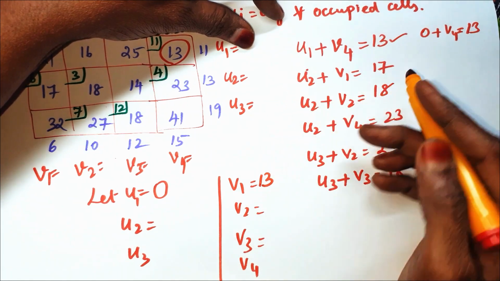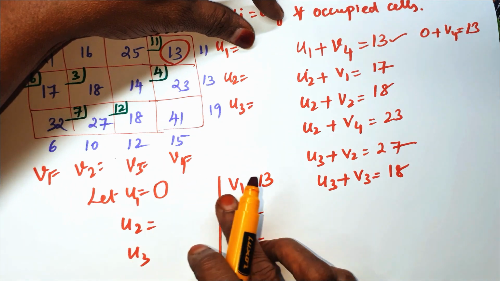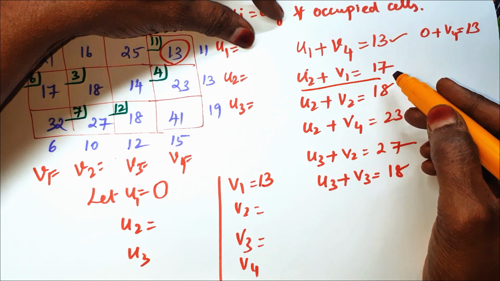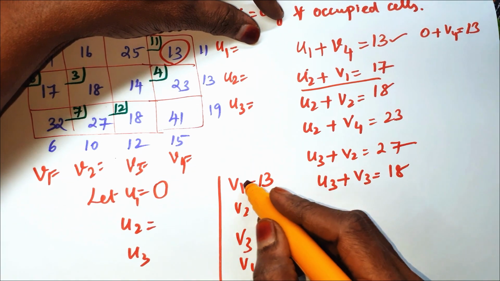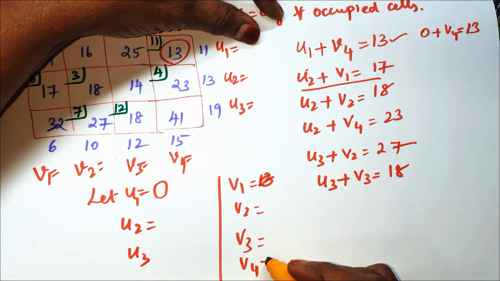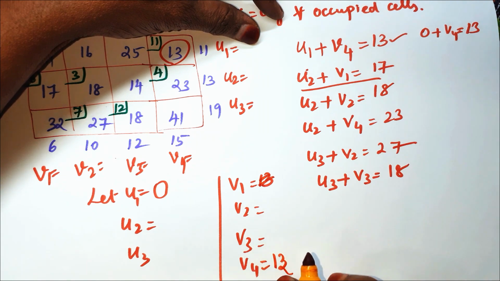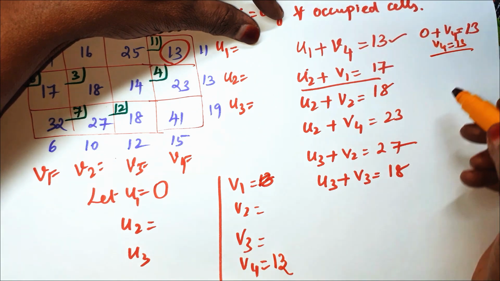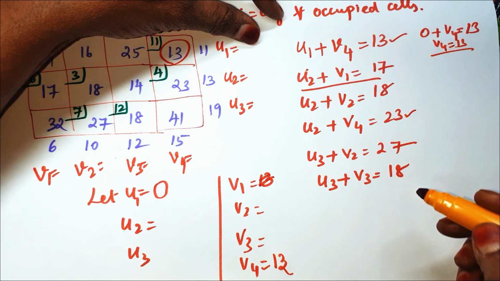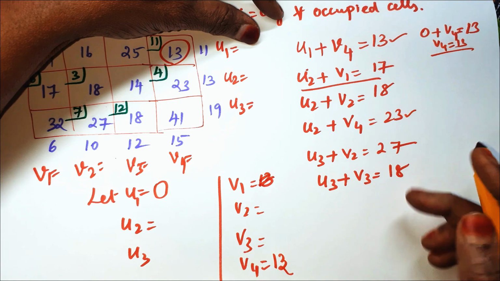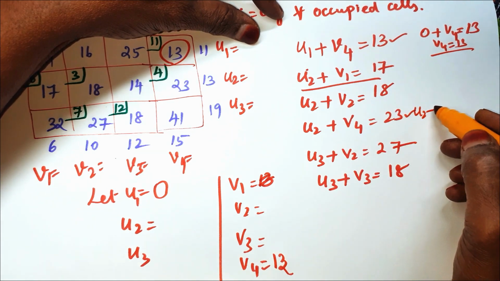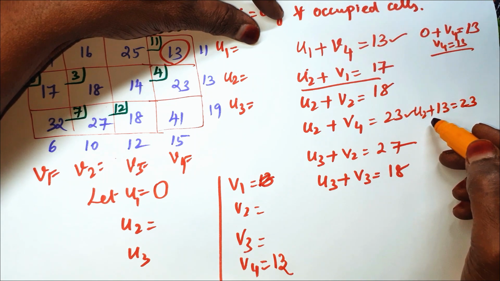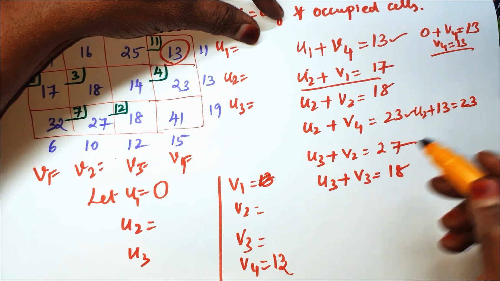Next, after getting these values, we have to substitute any one value. In this equation we have v4, I'm sorry, I took it wrongly. v4 is 13. So we can substitute the v4 value there. u2 plus v4, which we got as 13, equal to 23. u2 is equal to 23 minus 13, that is 10.